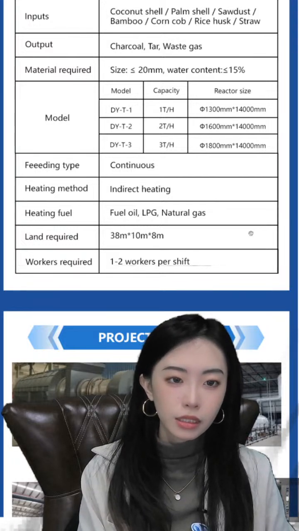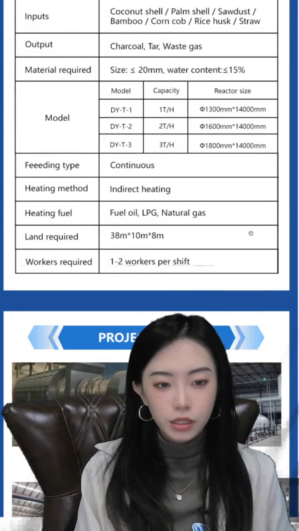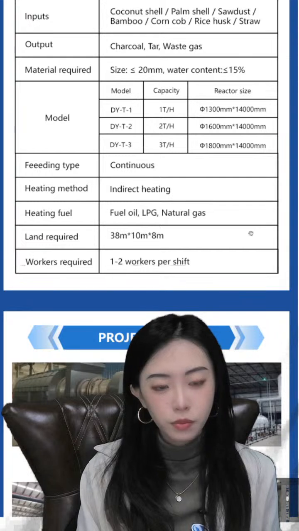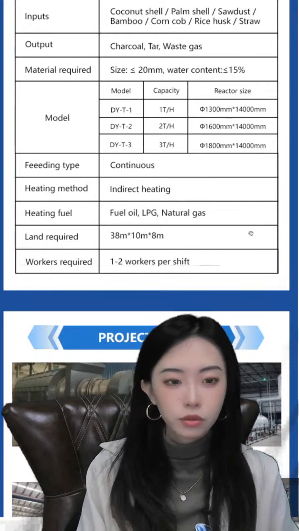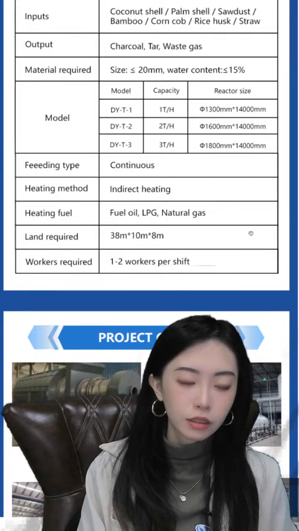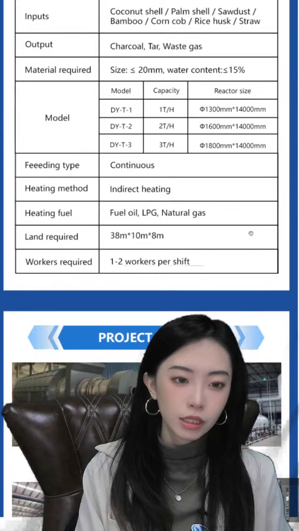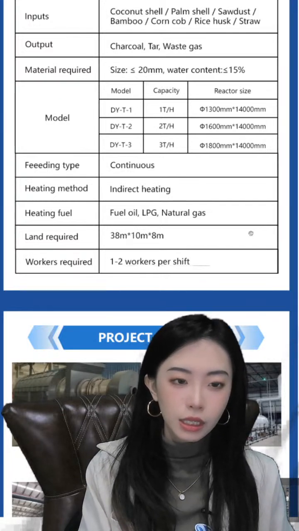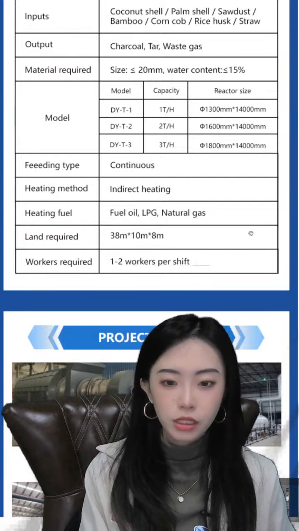And the heating method is indirect heating. We have a hot blast furnace for you, and the furnace will heat the wind, and we use this wind burner to convey it into the burning chamber below the reactor to heat the furnace. The heating temperature is 400 to 600 degrees.